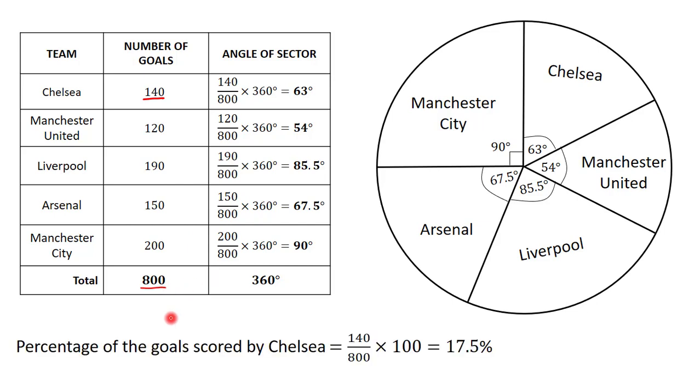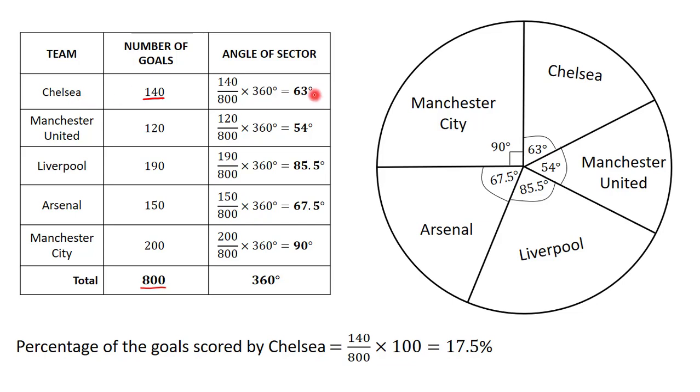So the number of goals Chelsea scored as a percentage of the total will be equal to 140 divided by 800 times 100, and this will give us 17.5%. So it means that Chelsea scored 17.5% of the total number of goals. We can calculate this percentage by using the angle of sector. So we can also use the angle of sector to calculate this percentage.